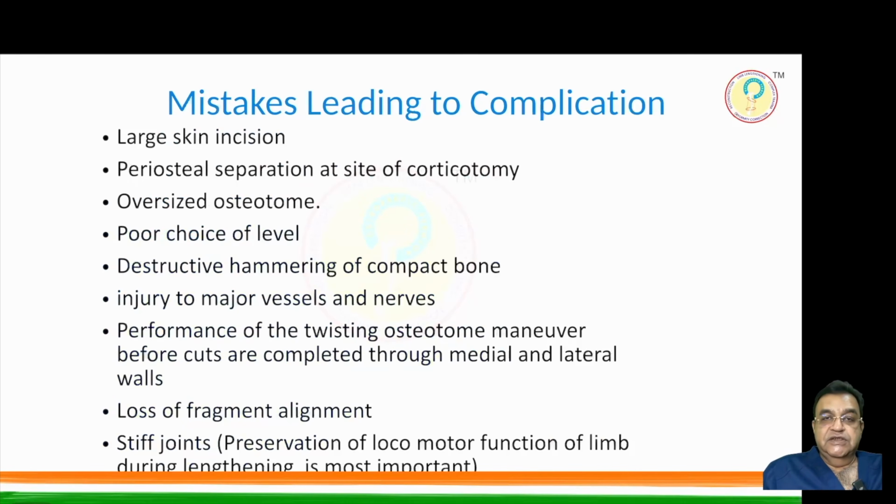Now, what are the mistakes leading to complications? Large skin incision can cause problems, periosteal separation at site of corticotomy, oversized osteotome, poor choice of level, destructive hammering of compact bone. I've already told you it's a very patient operation. Injury to major vessels and nerves, performance of twisting osteotome maneuver before cuts are completed through medial and lateral walls, loss of fragment alignment, stiff joint. Preservation of local motor function of the limb during lengthening is the most important.